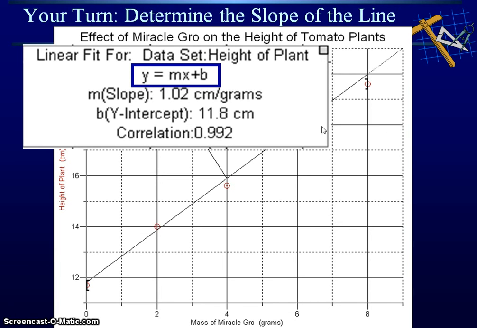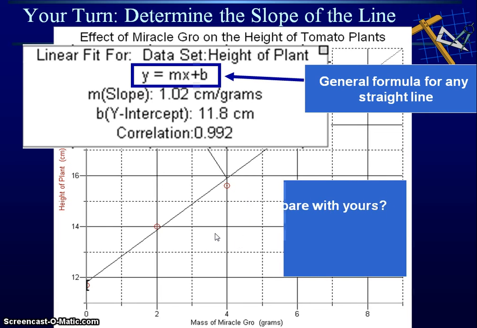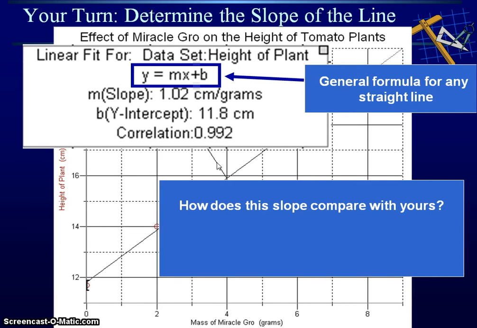Now again, this is a best fit line, and if you are doing this graph on a computer, as I did here, when you have the computer draw the best fit line, it will actually give you all kinds of information about that line. In fact, you'll notice when I had it give me the information about my best fit line, it does this y equals mx plus b. And remember, that's your general formula for any straight line. Now, if we look at the value that it's giving me for slope, in this case, it's giving me a value of 1.02 centimeters per gram.